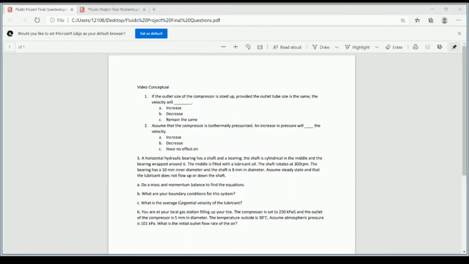So for the fifth problem that I did in the problem sets, I had a shaft in the middle, a cylindrical shaft that rotated, and it had a center filled with lubricant oil and had a bearing that surrounded it. So it was two concentric cylinders.